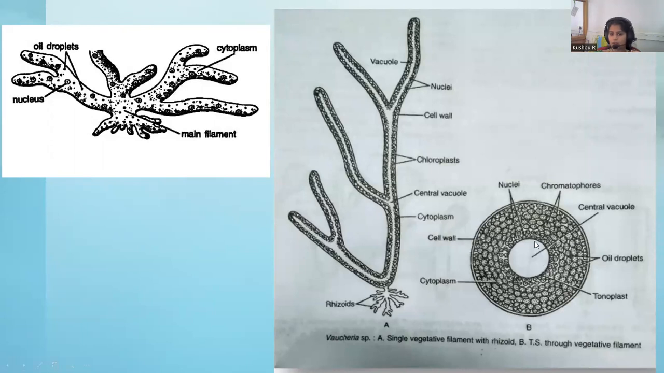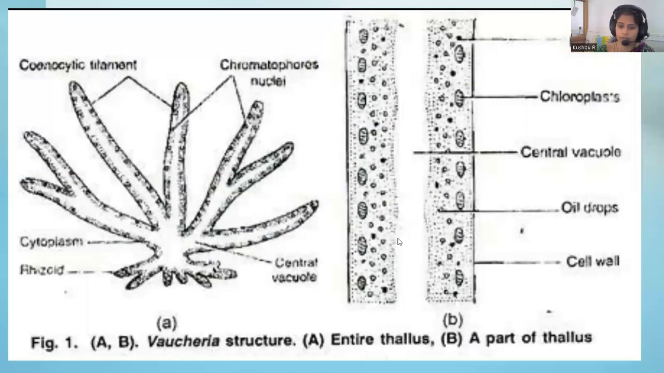When the transverse section of the main axis is taken, this is how it looks, where it has multiple nuclei surrounding the central hollow space or the central vacuole, compactly arranged. Above that, there are numerous compactly arranged chromatophores, or the photosynthetic sockets, which hold photosynthetic pigment in them. It also contains reserve food materials, that is the oil droplets. This is how they look when we take the vertical section of the Vaucheria species.